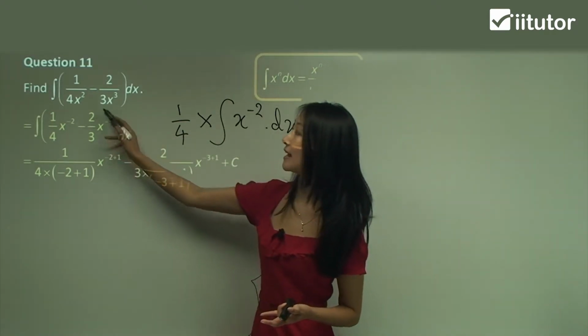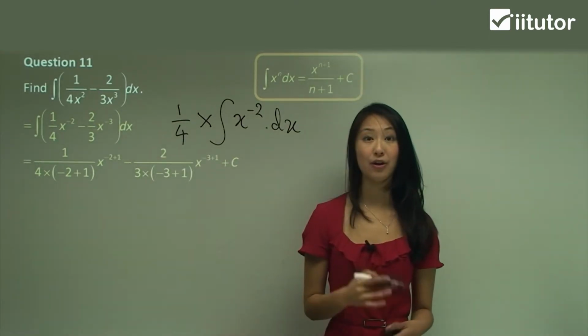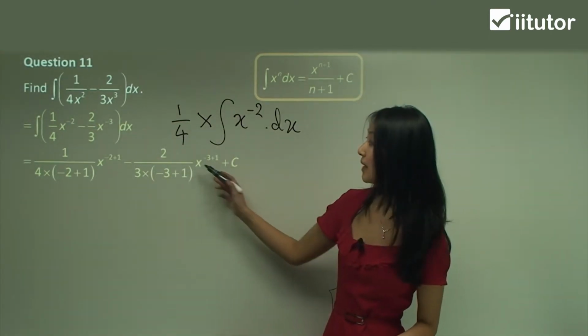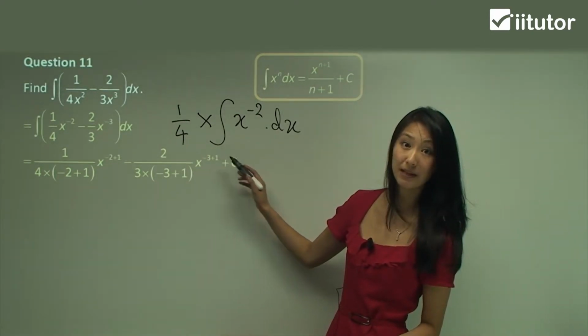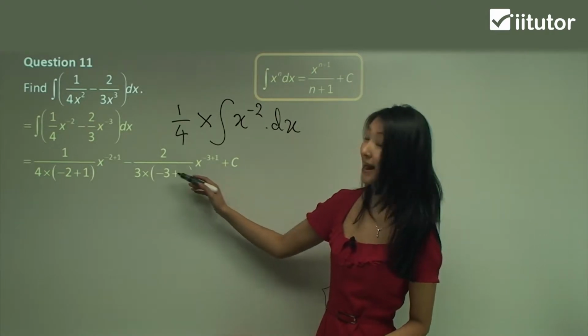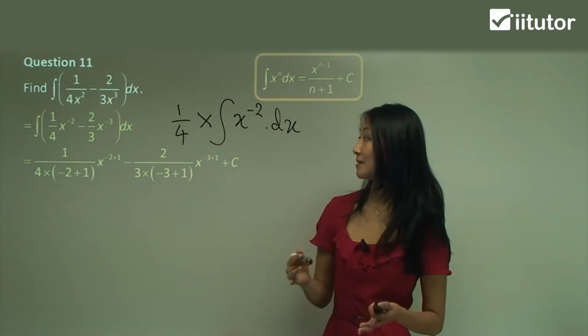We have negative 2 on 3 multiplied by the integration of x to the power of negative 3. So here we have negative 2 on 3 multiplied by x to the power of minus 3 plus 1, divided by minus 3 plus 1, plus integral c. And now once again we just simplify.